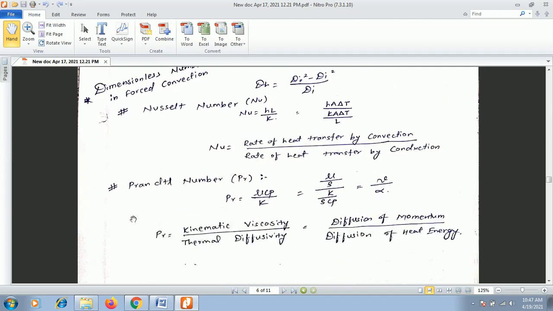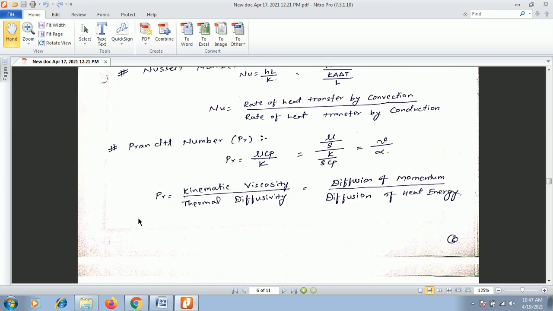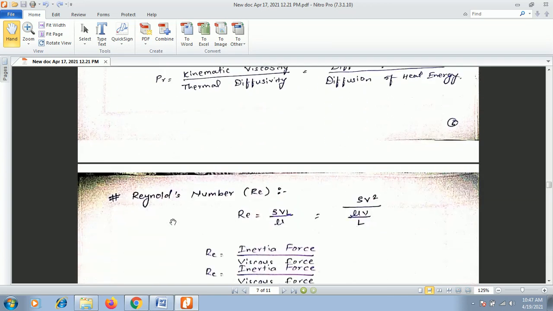Second is the Prandtl number, which is represented as Pr. So Pr equals mu Cp divided by k. It is the ratio of kinematic viscosity to thermal diffusivity. It is also equal to the ratio of diffusion of momentum to the diffusion of heat energy.